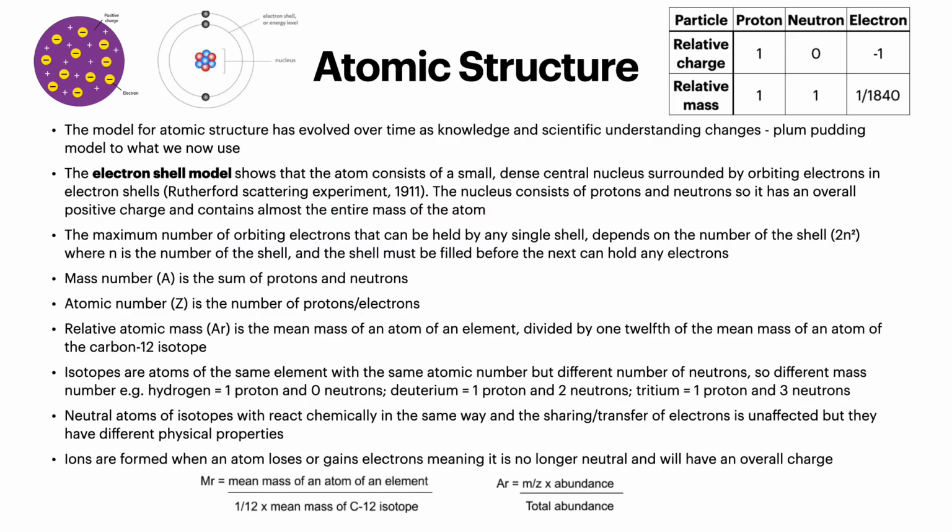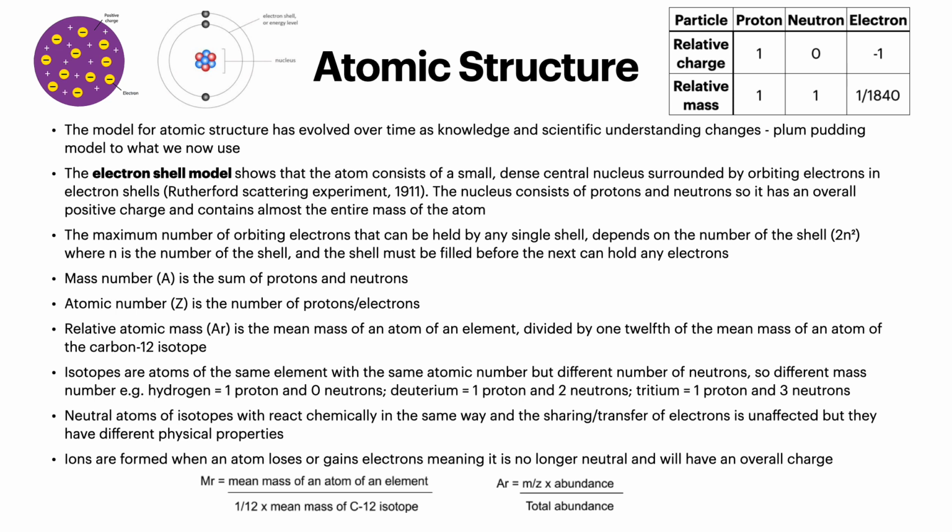So just going straight in with atomic structure. The model for atomic structure has evolved over time as knowledge and scientific understanding changes. We've gone from the plum pudding model, which you can see in the top left corner, where the idea was that the atom was just this plum pudding, and the electrons and protons were just moving around in there. But then obviously we have what we use now, which is next to that.